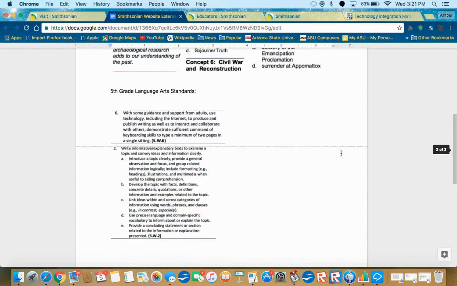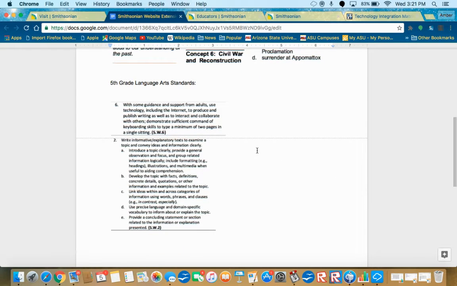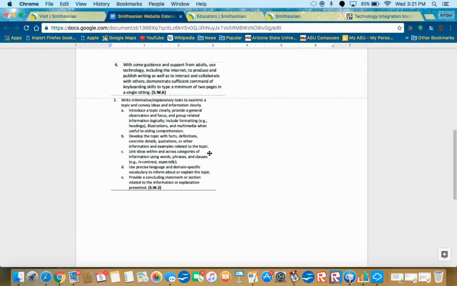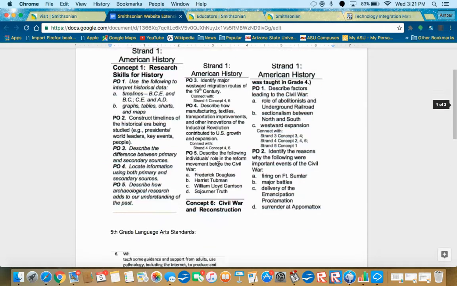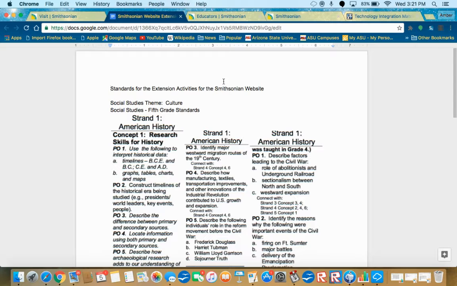I also pulled up some language arts standards because in my activities, the students will be using technology to produce and publish writing, and also they'll be writing informative or explanatory text to examine a topic and convey ideas and information clearly. Those are both 5th grade language arts standards. So those will be the standards that I'll be using for this particular screencast.